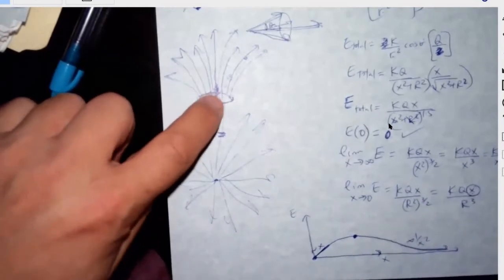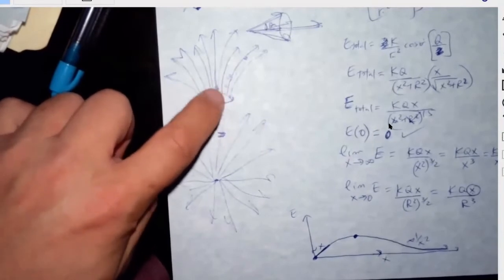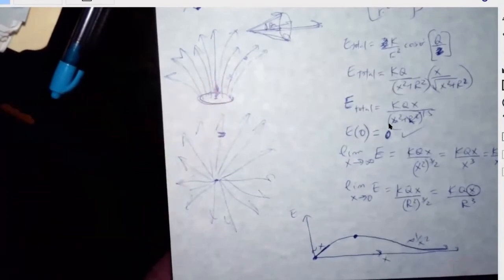That means that I kind of drew these field lines wrong. This is what it should look like. A better drawing would be like this.